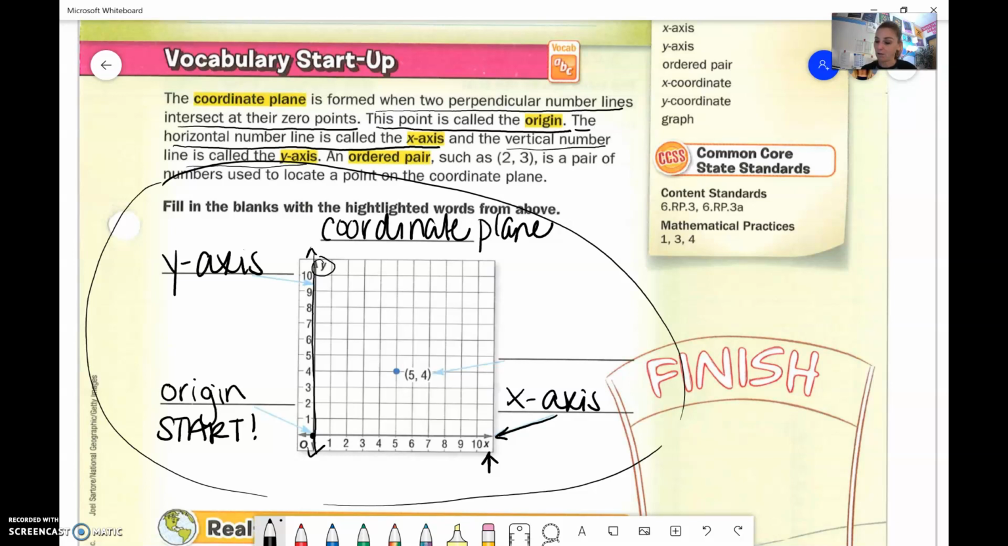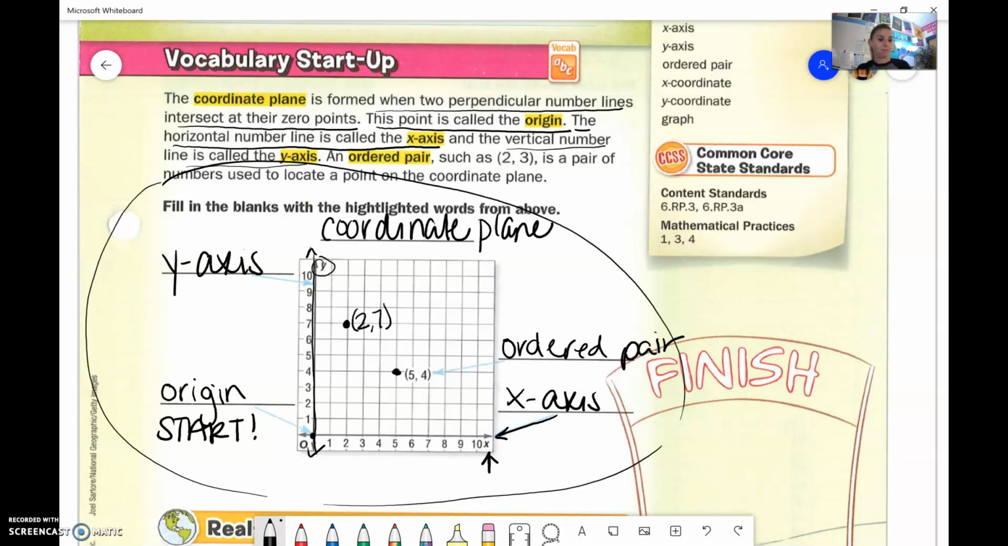An ordered pair is a location of a point on a coordinate plane. So this point right here is called 5, 4. It is located by going over 5 and up 4. That is called an ordered pair. If I were to come up with another ordered pair, let's say 2, 7, I'm going to start at my origin, go over 2 and up 7, and that ordered pair is 2, 7.